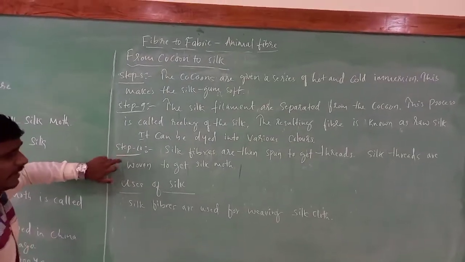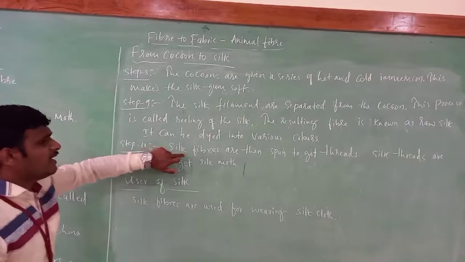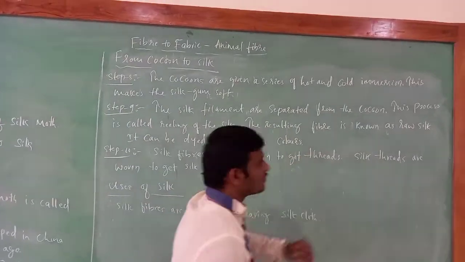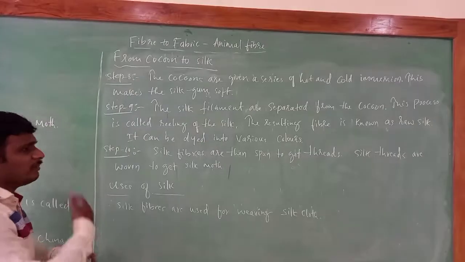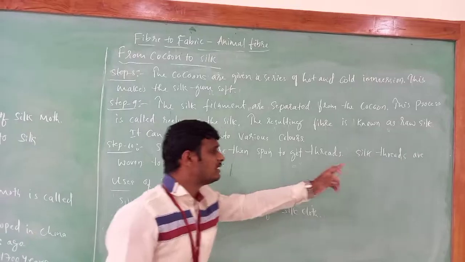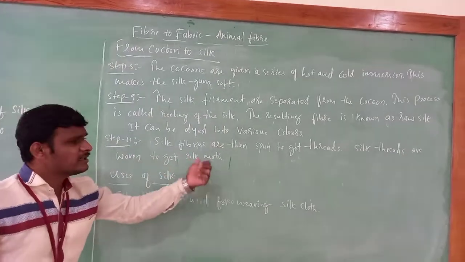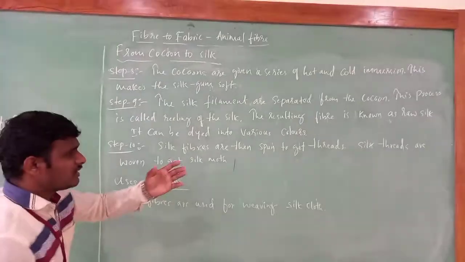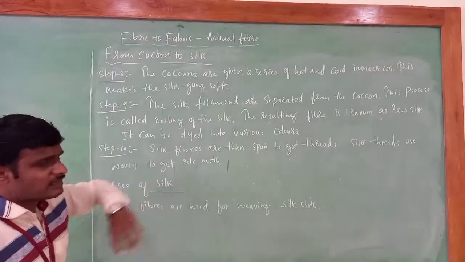So in this step 10, the silk fibers are spun to get thread. We make them into yarn and spin them to get the threads of the silk. The silk threads are woven to get silk cloth. So the silk threads we get are woven to get silk cloth.